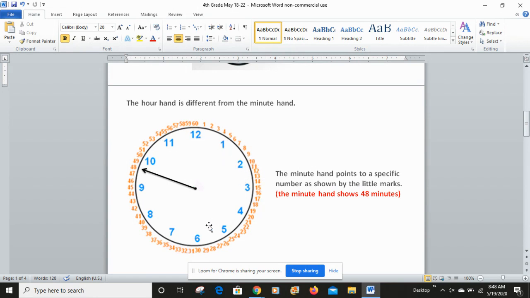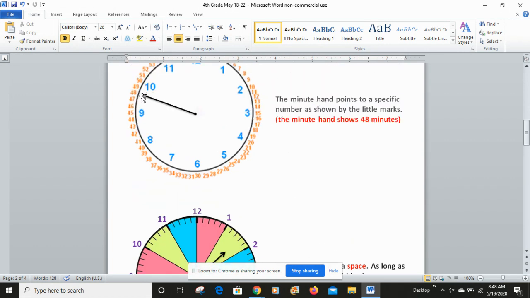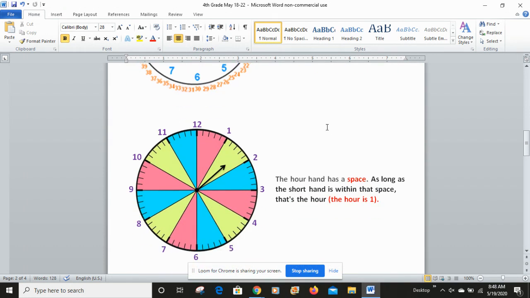The other numbers, the 12, 1, 2, 3, 4, 5, 6, 7, 8, 9, 10, 11, those are the hours. And the hour is a little different in that the minute hand points to a very specific number somewhere on the clock, but the hour hand points to a space on the clock. It says the hour hand has a space. As long as the short hand is within that space, that's the hour.